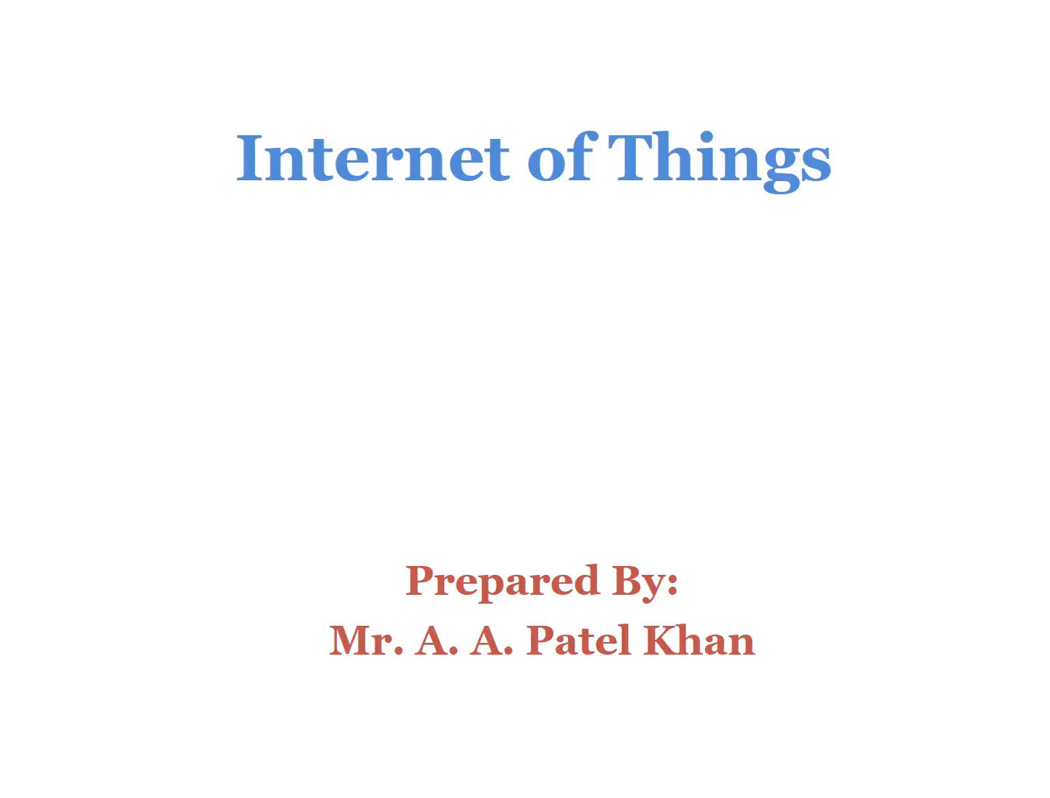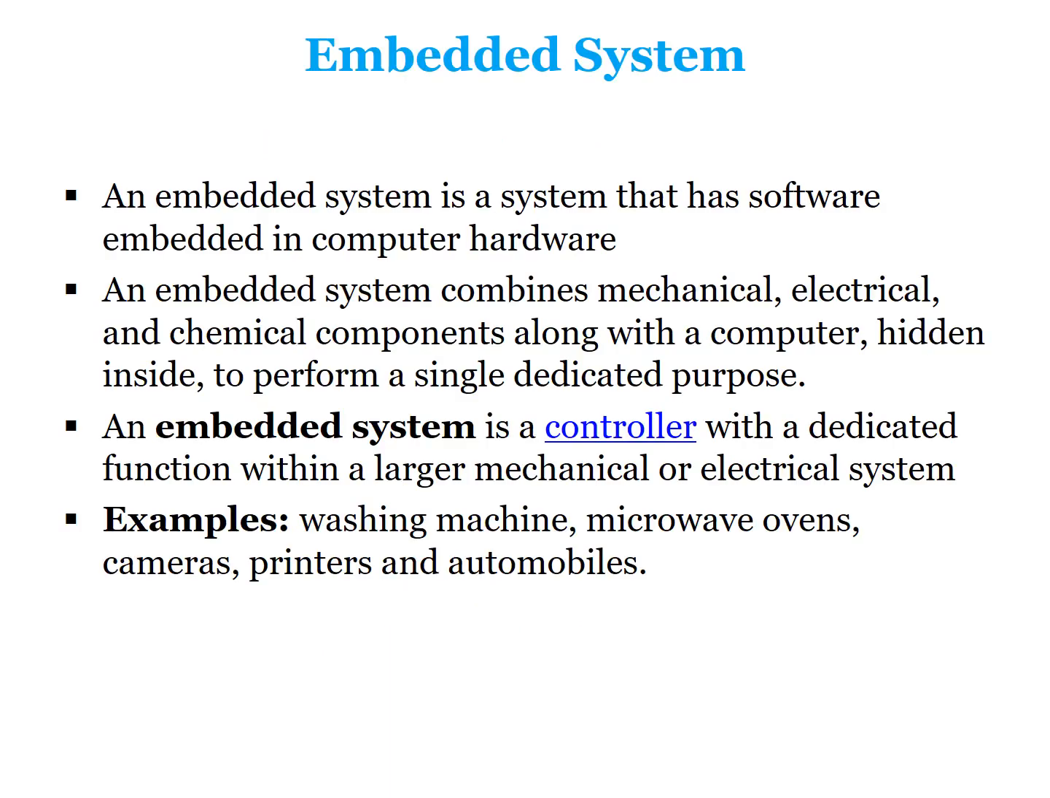So for understanding the concept of Internet of Things, we have to go for the embedded system. We need to study and get it clear what an embedded system is. An embedded system is a system that has software embedded in computer hardware. An embedded system combines mechanical, electrical and chemical components along with a computer hidden inside to perform a single dedicated task, purpose or operation.